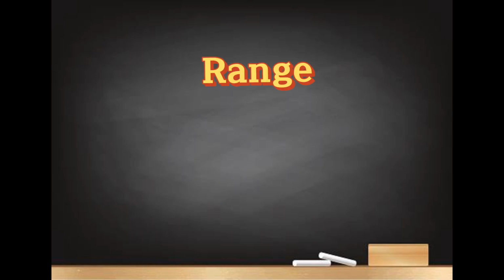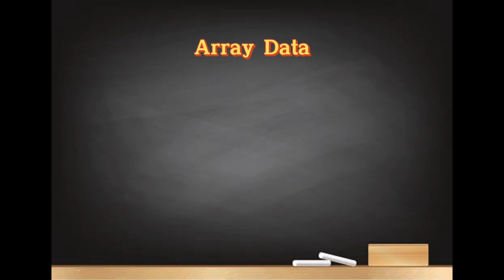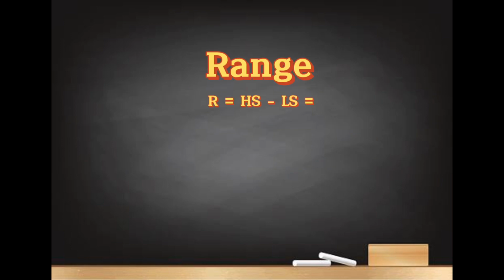To get the range, we need to subtract the lowest score from the highest score of the array data, or HS minus LS equals R. In our data, the highest score is 96 while the lowest score is 68. R is equal to 96 minus 68 equals 28. Our range is equal to 28.